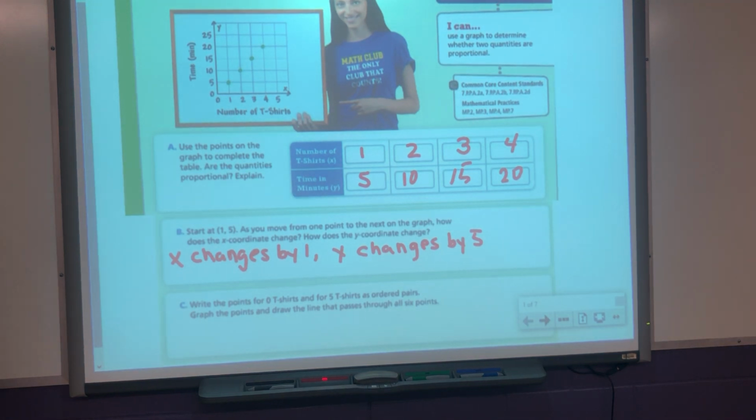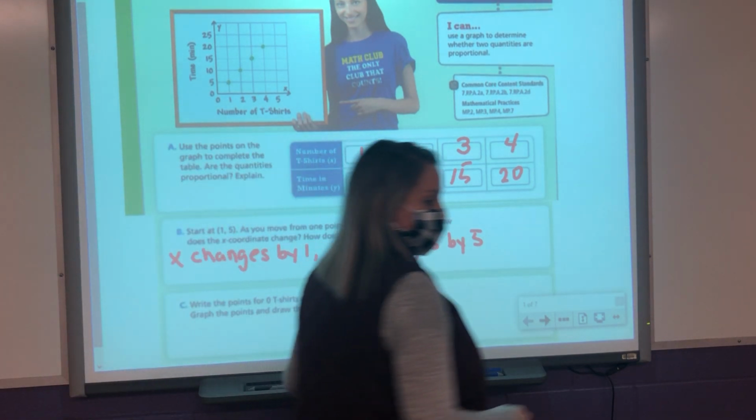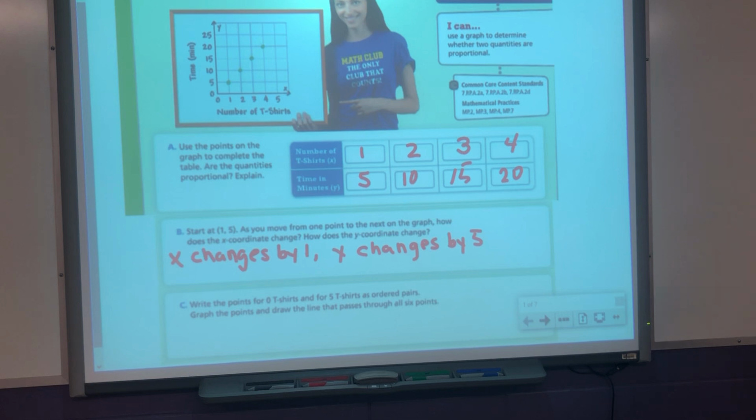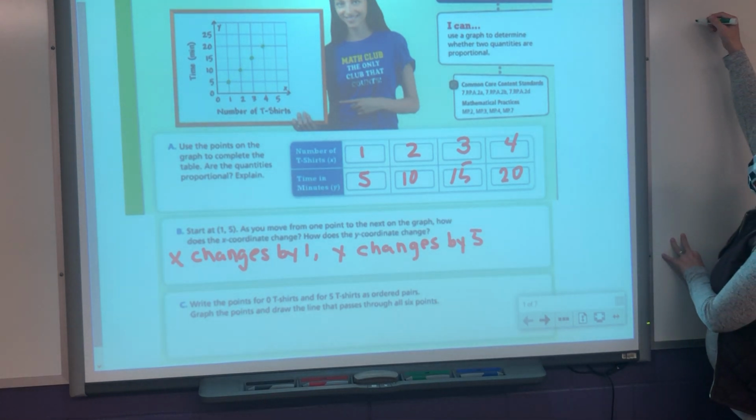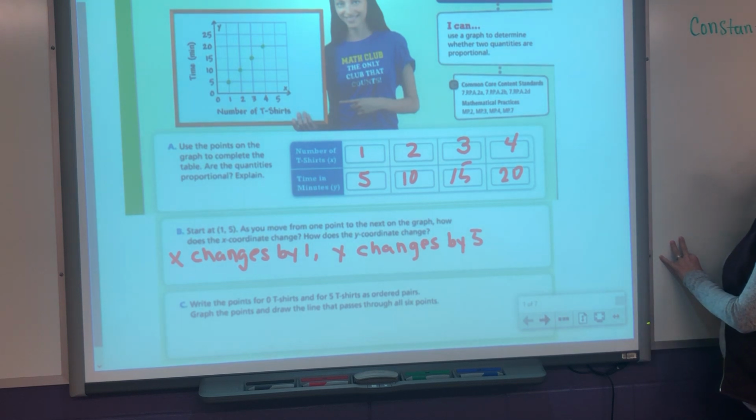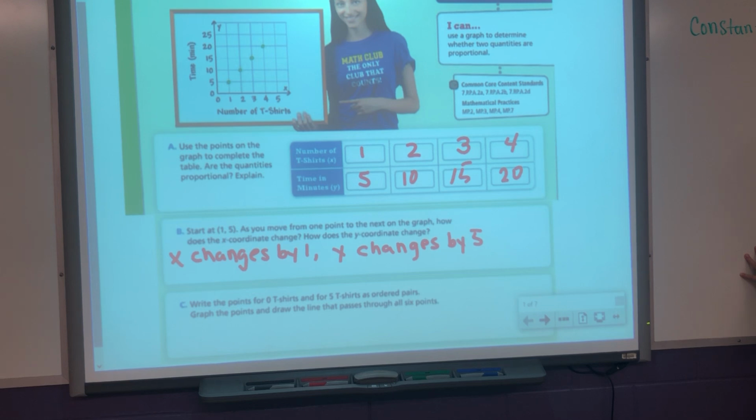If I wanted to check for proportionality, what would I do? How would I check for proportionality, Craig? We put y over x. Very good. So don't forget our constant of proportionality. This is how we check for proportionality. k is equal to y over x every time.